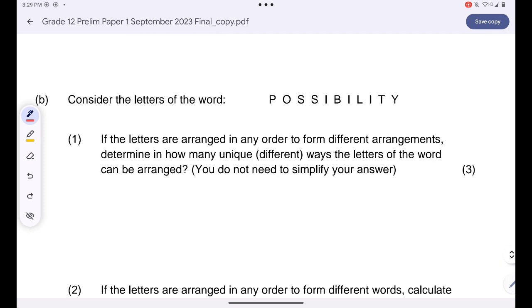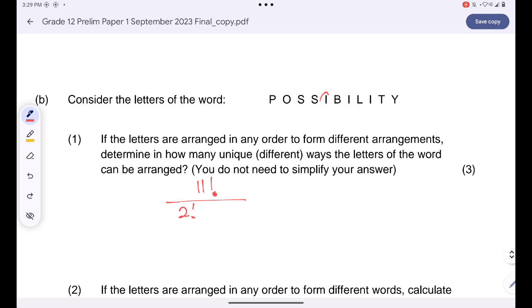Okay, how many letters do we have? 1, 2, 3, 4, 5, 6, 7, 8, 9, 10, 11. So our answer is just 11 factorial. But since, guys, we do have the same letters, we'll take them as identical elements. So we have two S's over there, and that's 2 factorial because of the S's.